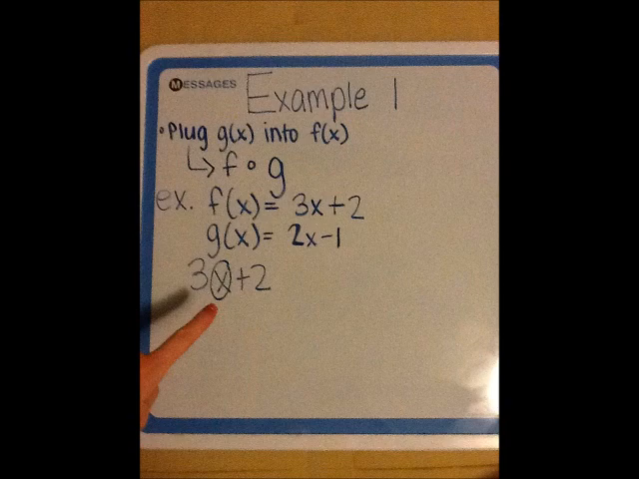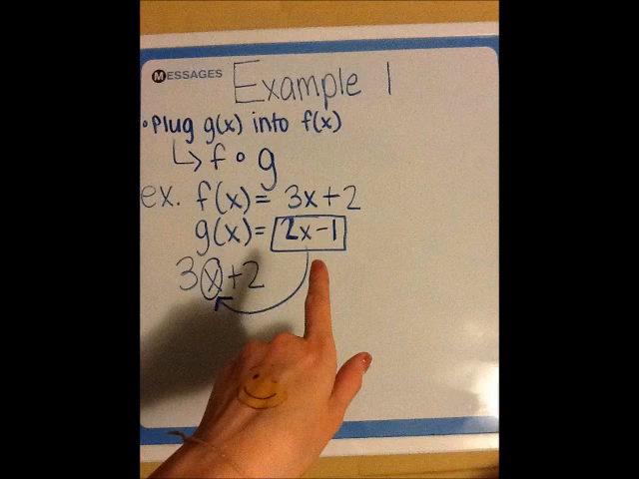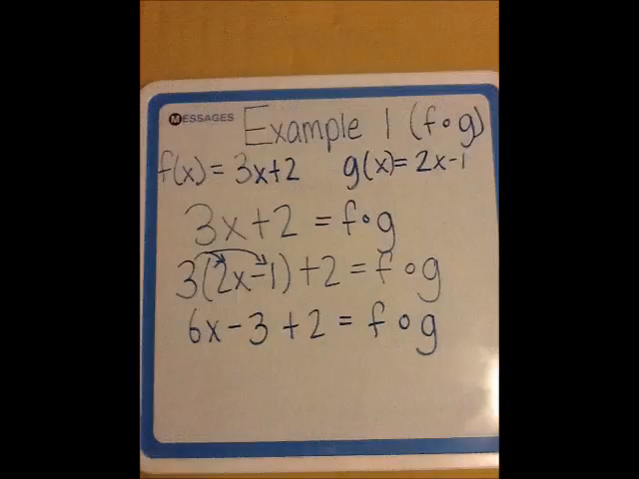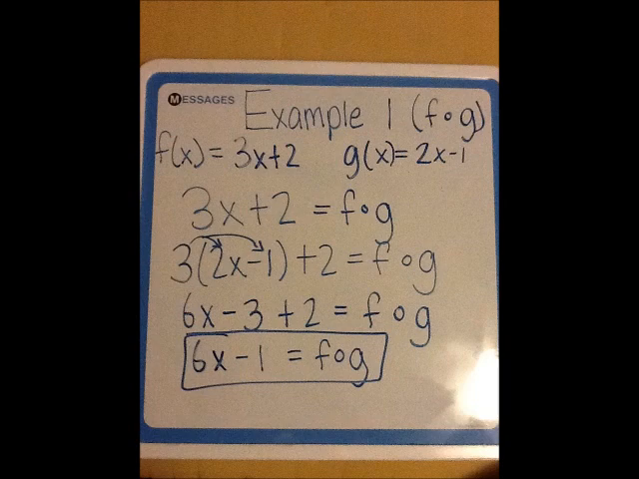You will have to plug g of x into f of x where the x is. So where it says 3x plus 2, you substitute that x for 2x minus 1. From there on, we'll rewrite it at the top, and you simply plug it in, then you distribute, and you solve to get 6x minus 1 equals the f of g.